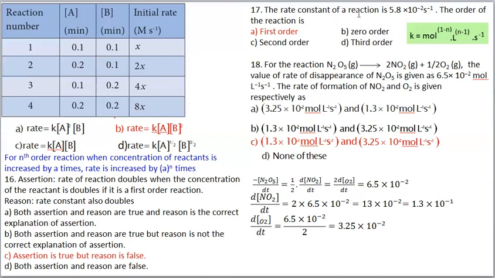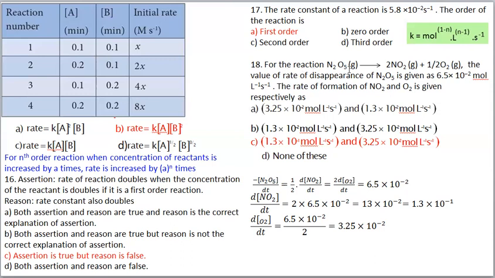The rate constant for a reaction is 5.8 into 10 to the power minus 2 per second. The order of the reaction is? Here no other data is given, only from the unit we can find out the order. The general unit of rate constant is mole to the power 1 minus n, liter to the power n minus 1, per second. You see here, no mole unit. That means the power we have to get is 0. So 1 minus n is equal to 0. That means n is equal to 1. Okay, so it is a first order reaction.